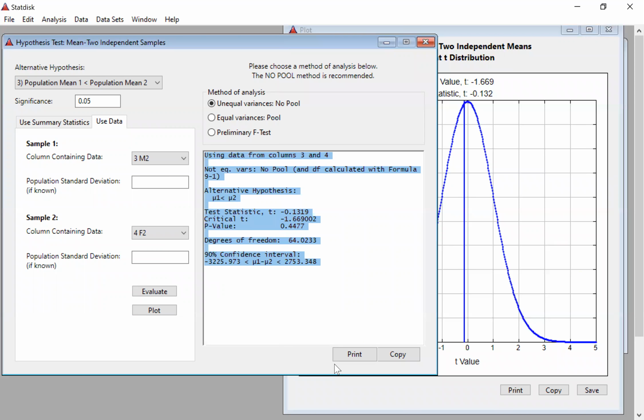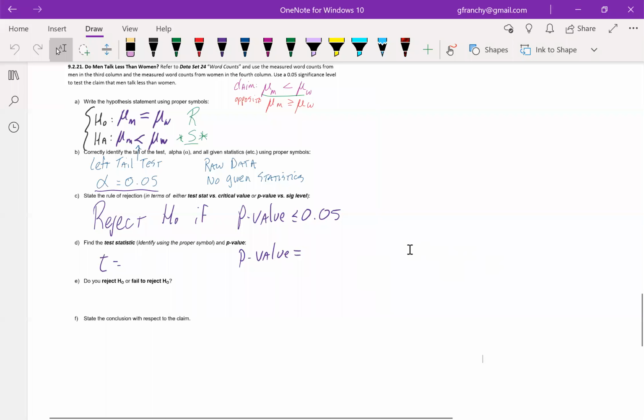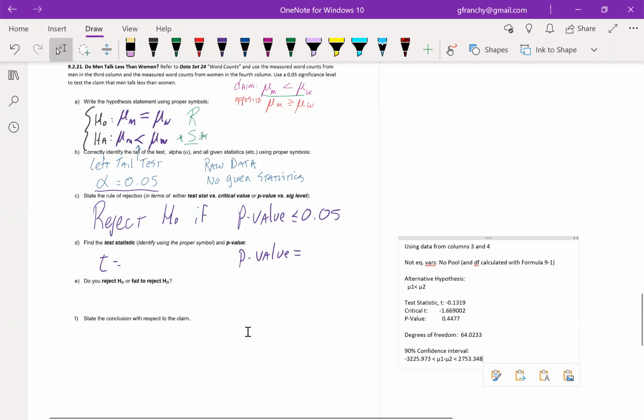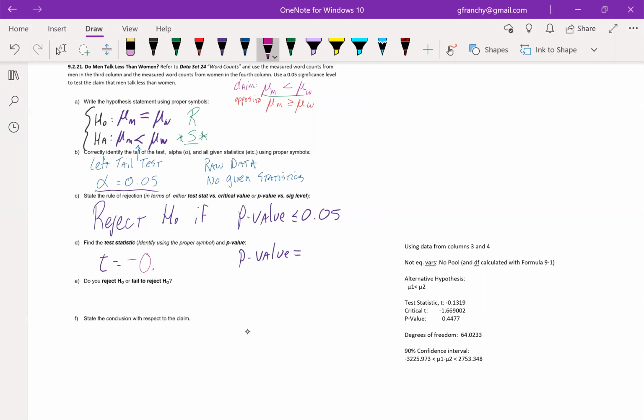So let's go ahead, take this back to here. And so our test statistic, negative 0.132, our p-value, 0.4477. So our p-value is not less than our significance level, so we will not be rejecting the null hypothesis. We fail to reject the null hypothesis.